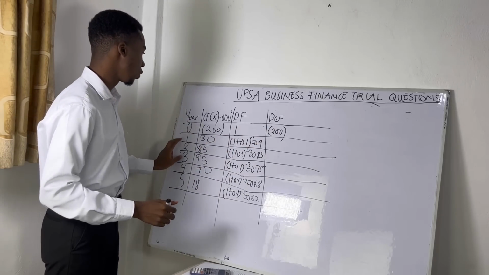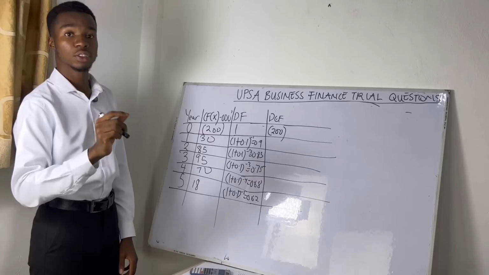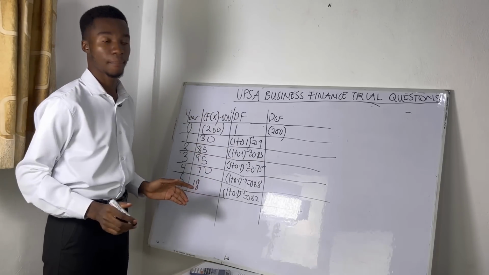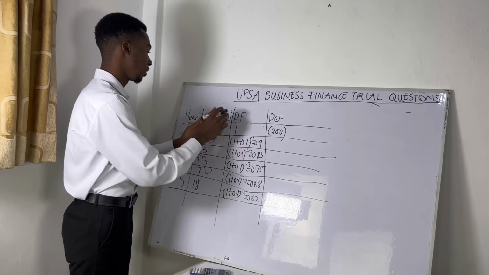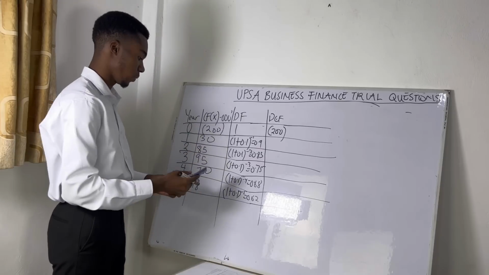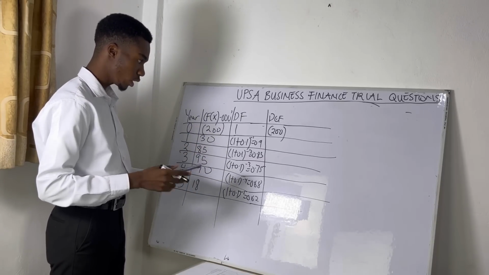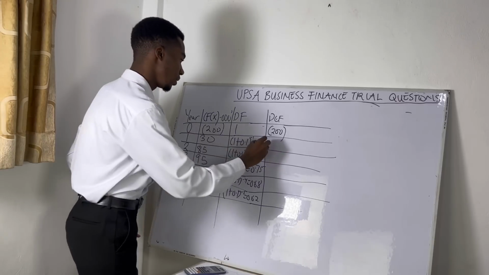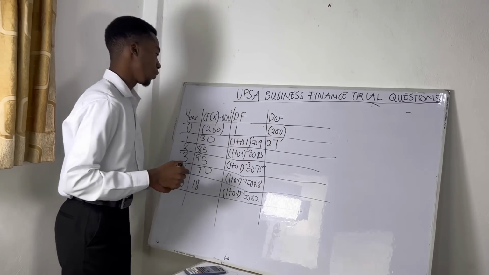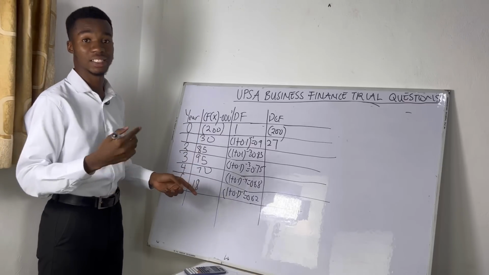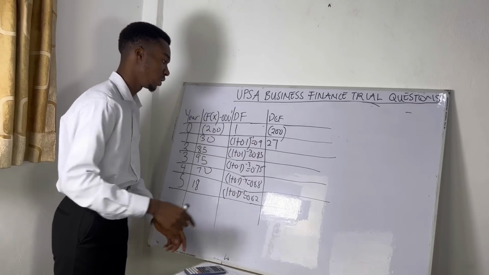Now, year 1 is going to be 30 times 0.9. The discounted cash flow is the cash flow times the discount factor. So you have 30 times 0.9, which is 27. So it means right now the 30 cedis in year 1, which is the next year, will be 27 cedis in present day.